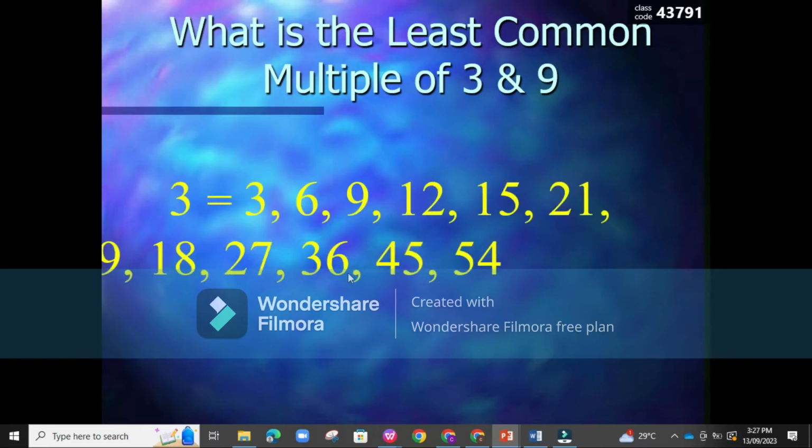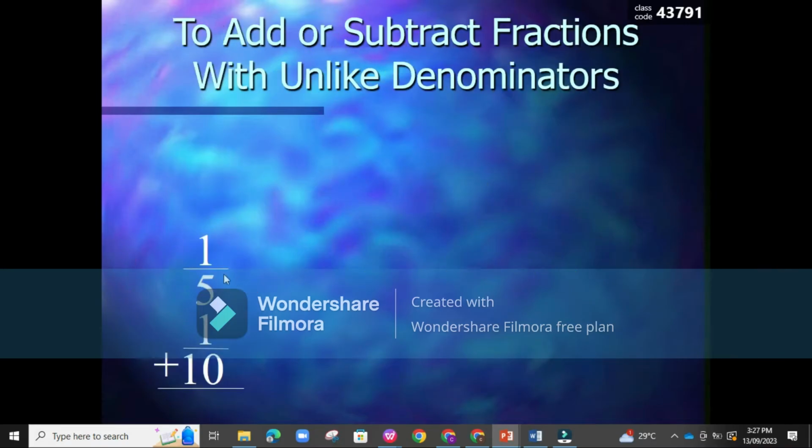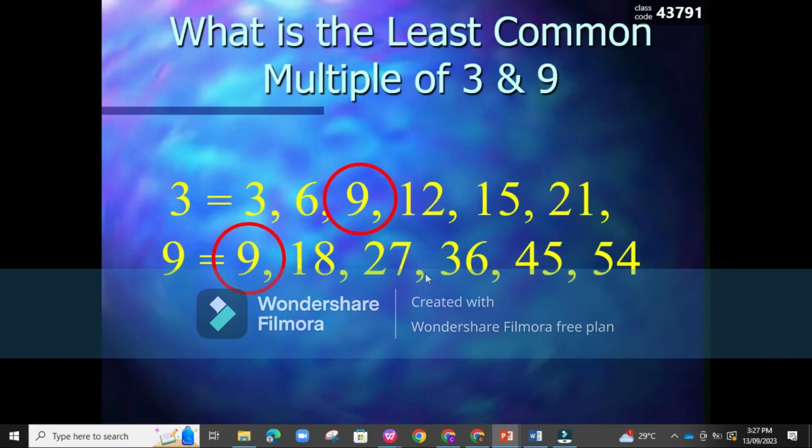What about between 3 and 9? So, we have here 3, 6, 9, 12, 15, 21. There's our multiples of 3. Multiples of 9, we have 9, 18, 27, 36, 45, and 54. So, the least common multiple between 3 and 9 is 9.